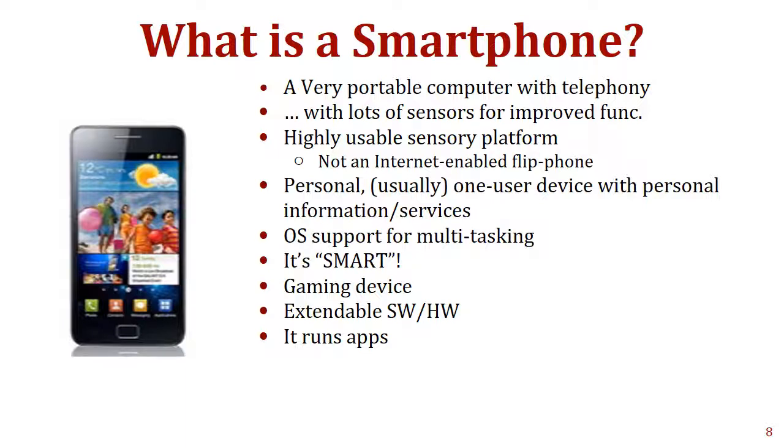So it's not like feature phones where you can just call and send messages, but you can do lots of other things, like emailing and also gaming. However, to do these tasks, smartphone has lots of sensors for improved functionalities. For example, smartphone is like a usable sensory platform. It's not just internet-enabled flip phones, but has lots of useful sensors.